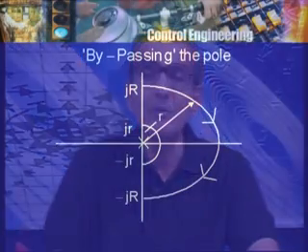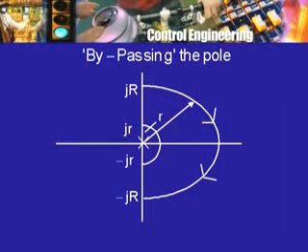Now, this is sometimes called bypassing the pole, and this we can do as follows. So, here is the complex plane. I have to avoid this point, I cannot choose it on the contour.